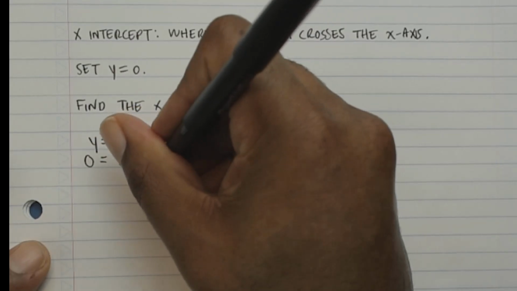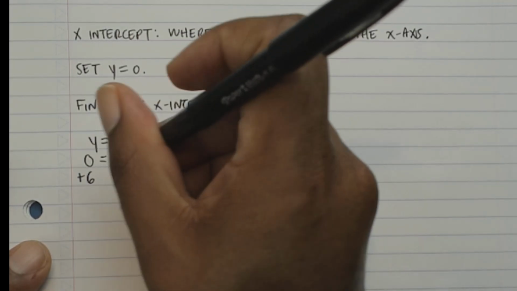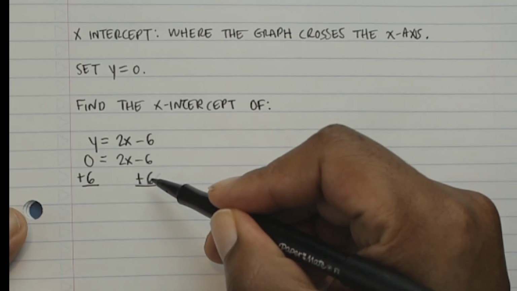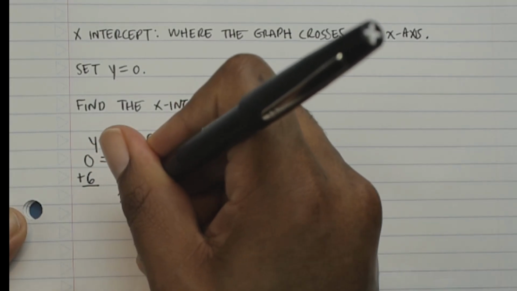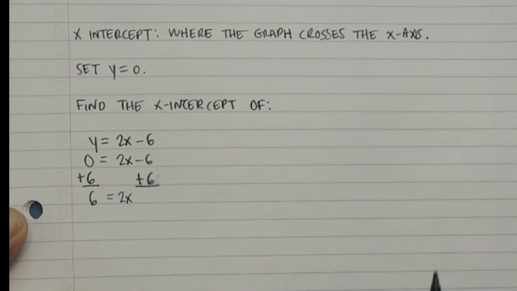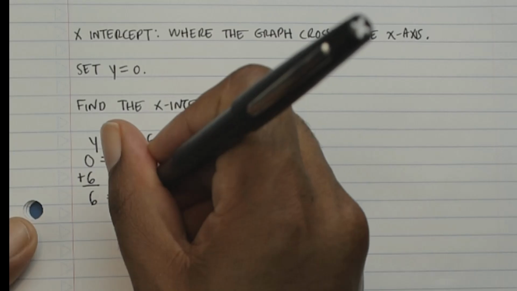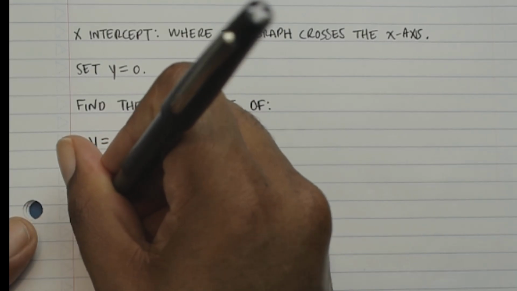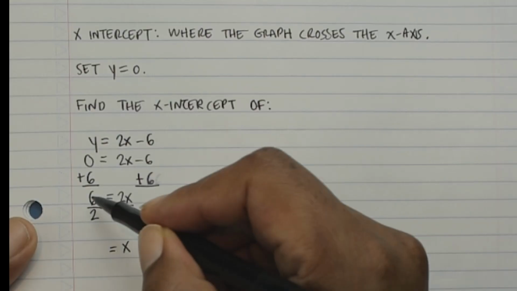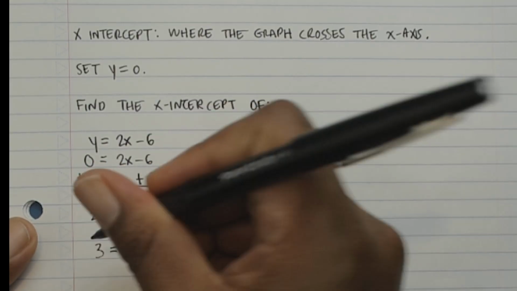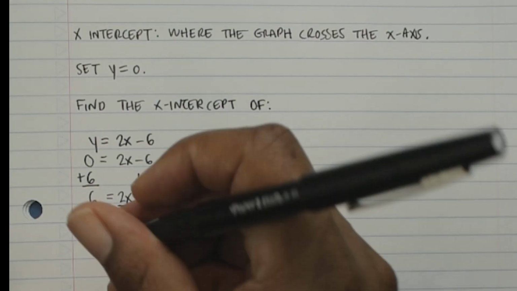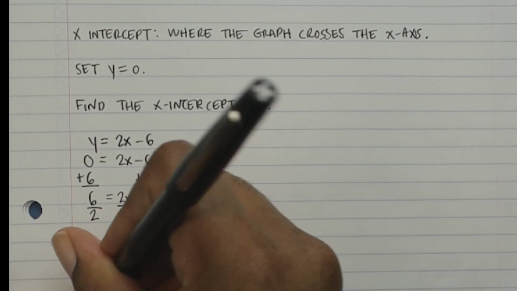We do addition of 6 to both sides. Adding 6 to both sides, negative 6 and positive 6 cancel each other, leaving 2x on the right-hand side of the equation and bringing positive 6 to the other side. From there, we divide both sides by 2. Dividing both sides by 2, 2 divided by 2 is 1x, and 6 divided by 2 is 3. Therefore, the x-intercept is the point (3, 0).